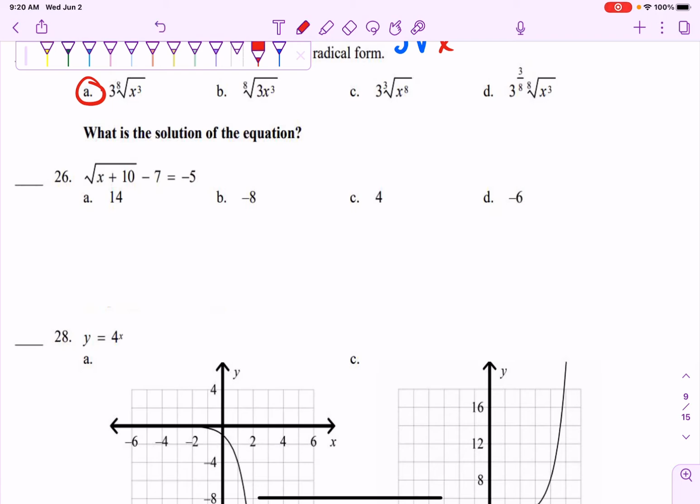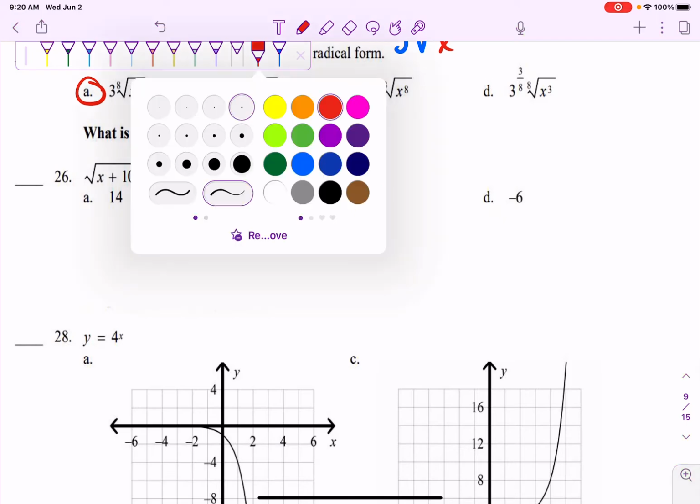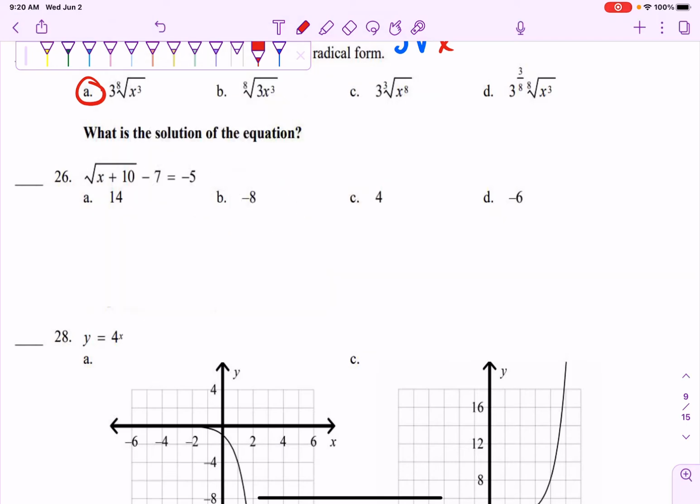So on this first one, it says, what is the solution of the equation? And you have the square root of x plus 10, minus 7 equals negative 5. So remember, when you're solving any of these that have square roots, the whole idea is to get the square root by itself. So if I start with this, my first piece would be to get rid of this subtracting 7 to get this alone. The opposite of subtracting 7 is adding 7.